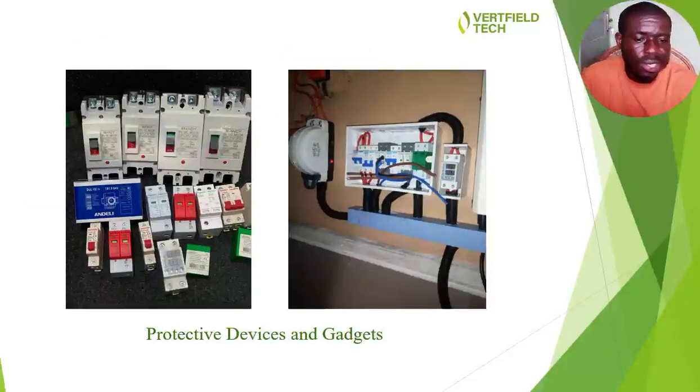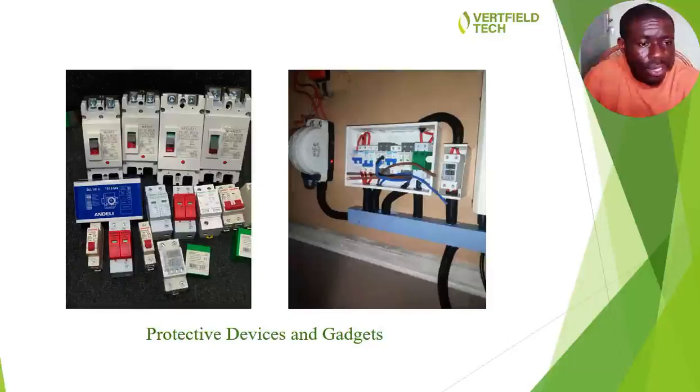So these are the protective devices and gadgets that we have for you. On the screen you can see the SPDs, your breakers, MCB breakers, MCCB breakers, your changeovers, and on the other panel on the right you can see the PV box. That's the panel box there, where you can see the safety tools are also in place.